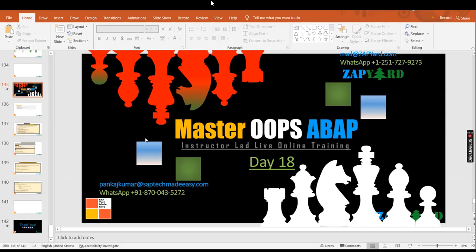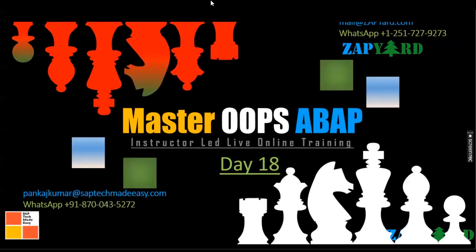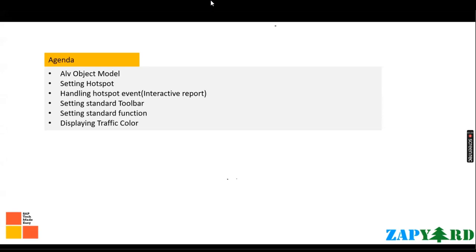So let me show you. This is the agenda for today's session, ALV object model. That means using the CL_SALV_TABLE class, we are going to see how we can display the ALV, how we can set the hotspot, how we can handle the hotspot, how we can display the standard toolbar, how we can display the standard function, and how we can display the traffic color. So these are the agenda for today's session.